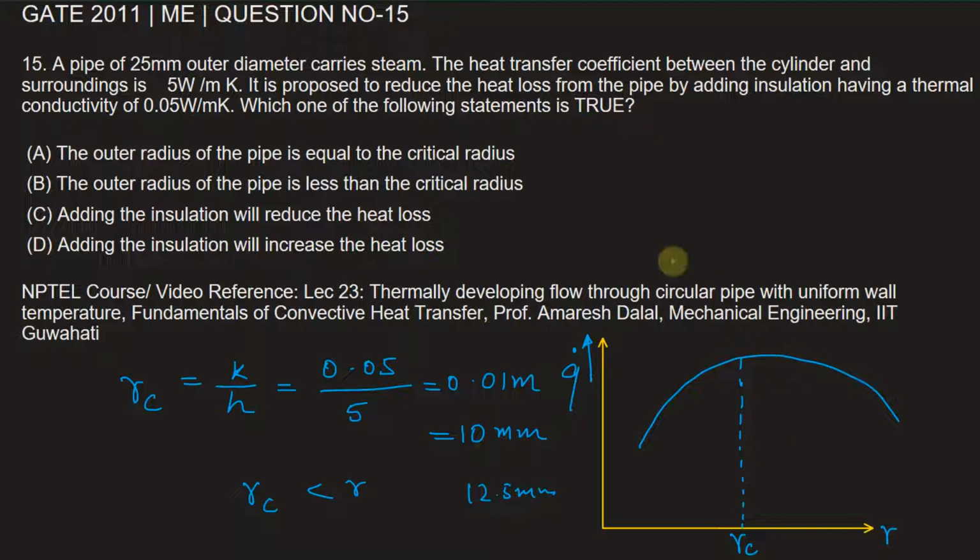The radius of the pipe that is given is somewhere around here. So if we add more insulation, we can see that the heat loss will reduce. Therefore, the addition of insulation will reduce the heat loss. So option C is the correct choice.